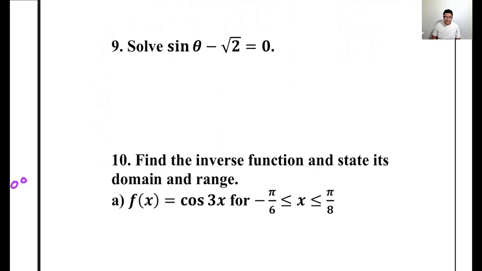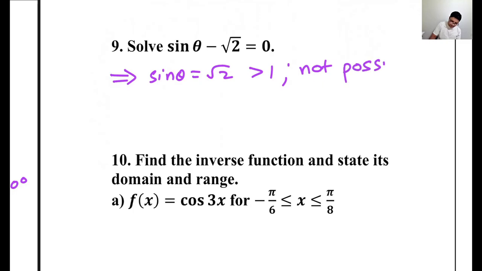Solve sine theta minus root 2 equals 0. And the answer is sine theta equals root 2, which is greater than 1. Right? Square root of 2 is 1.4142, more than 1. Not possible. Okay, so the answer is no solution.